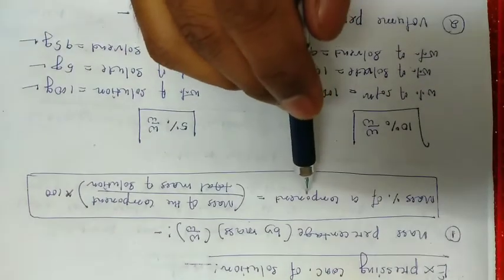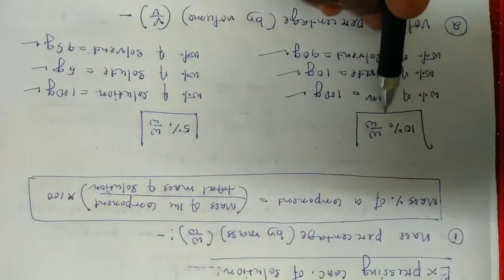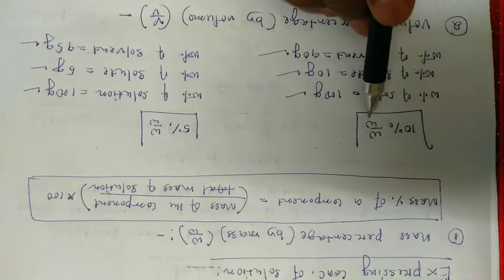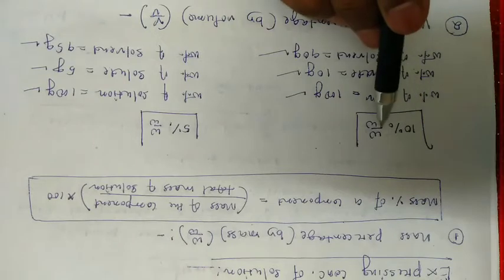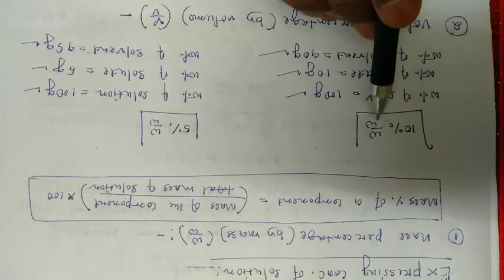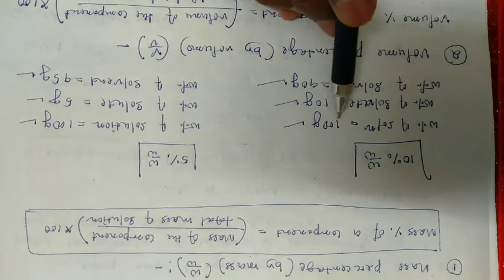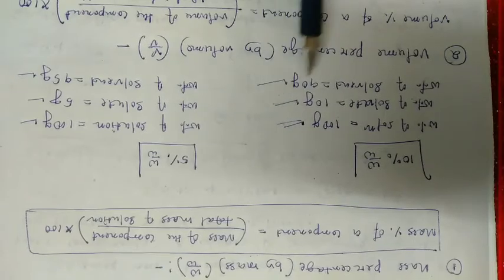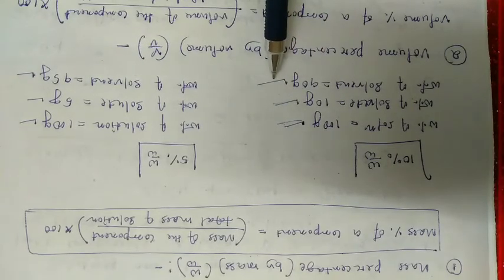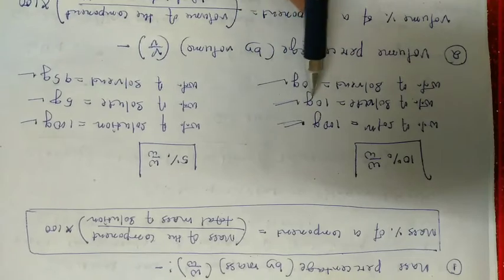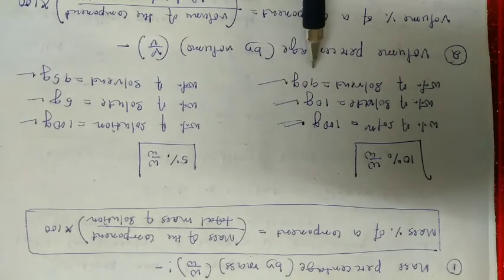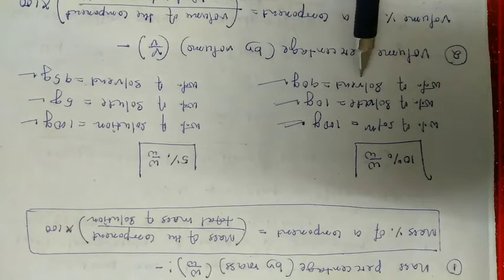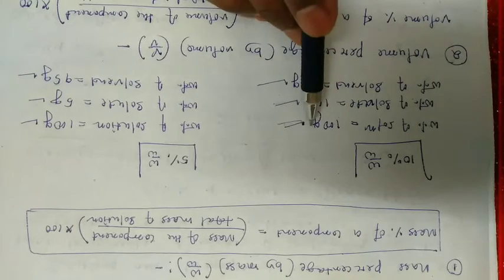So to explain the mass percentage, let us consider a solution whose concentration is given in mass percentage, suppose 10% W by W solution. So in this solution, 100 gram of this solution contains 10 gram of solute and another 90 gram of solvent. That means 100 gram solution contains only 10 gram of solute and how many gram of solvent? 90 gram of solvent. So 10 gram of solute plus 90 gram of solvent equals 100 gram of the solution.